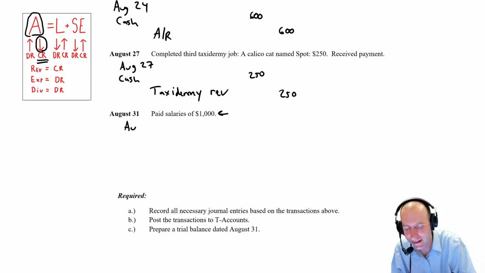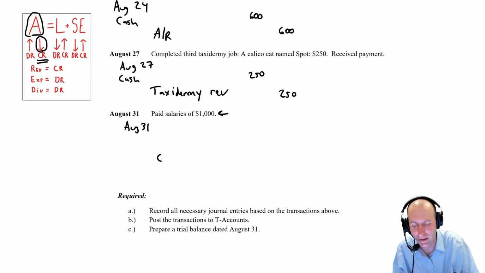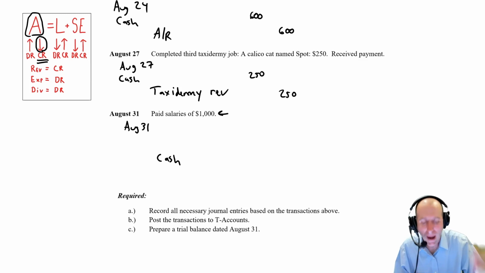How about that? Good grief. It was going so well, and then I commented on how well it was going, and the wheels fell off. We paid salaries, credit cash for $1,000. You guys all knew it already, for goodness sakes.